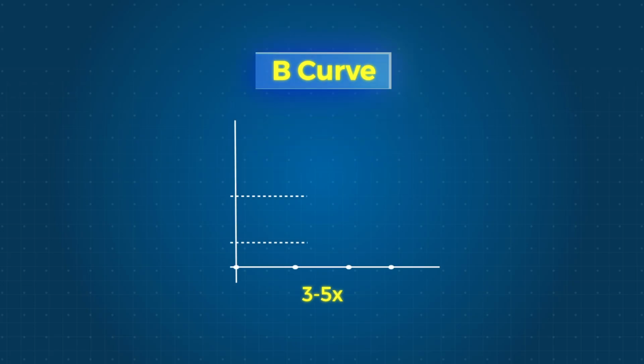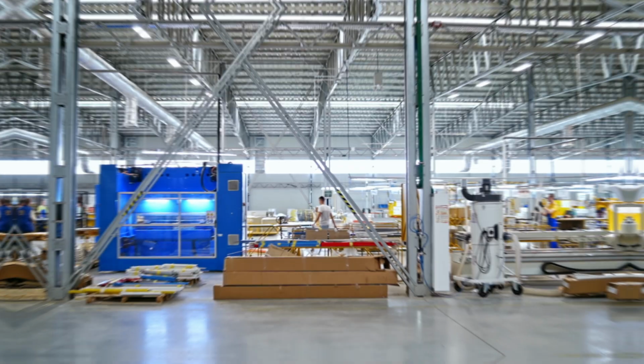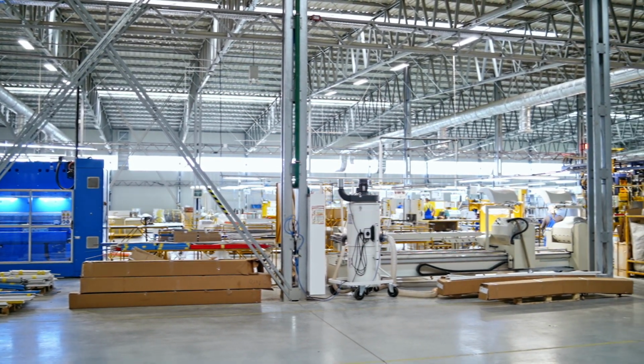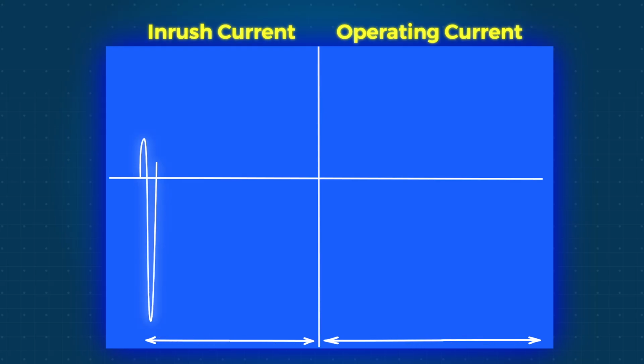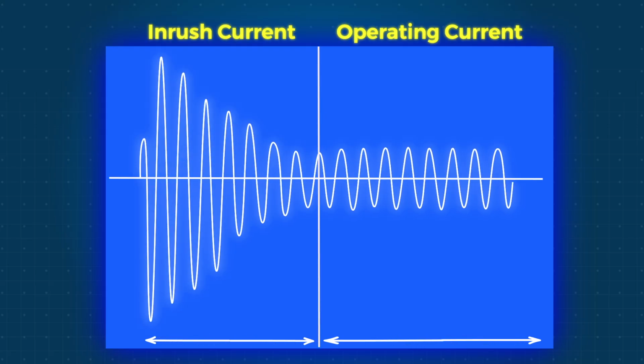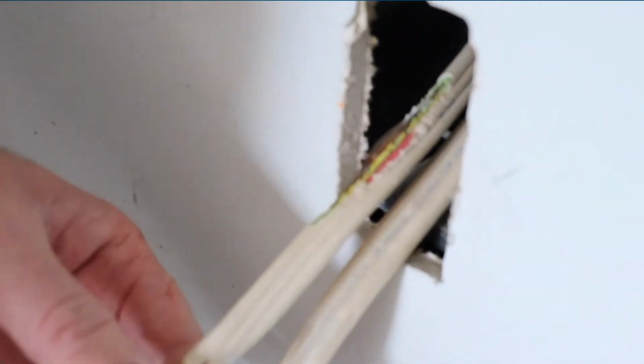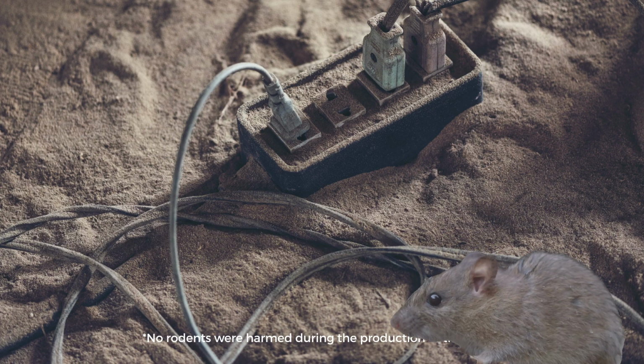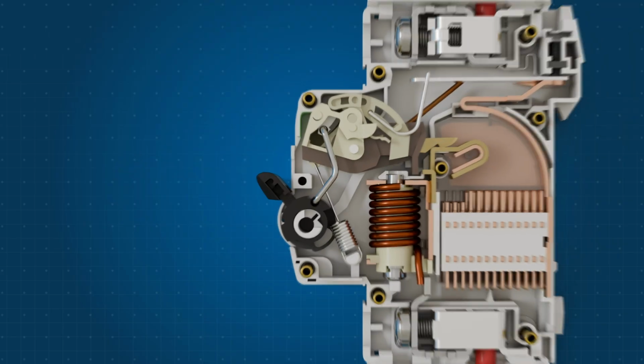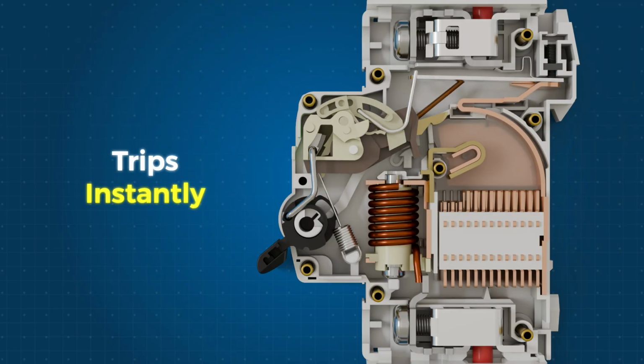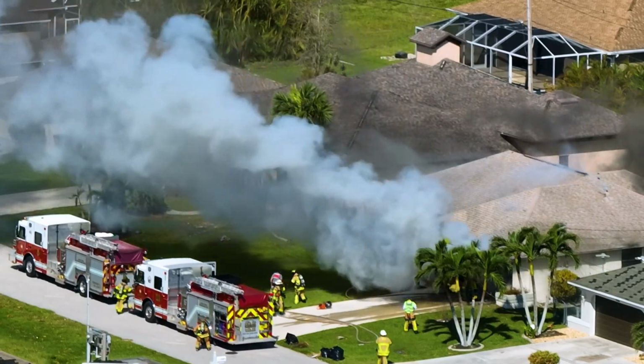B-curve breakers trip at 3 to 5 times their rated current. They're ideal for lighting and heating circuits, where inrush is minimal and fast response is critical. If a wire gets damaged, say a rodent chews through the insulation and causes a short, the B-curve trips instantly to prevent fire or equipment damage.